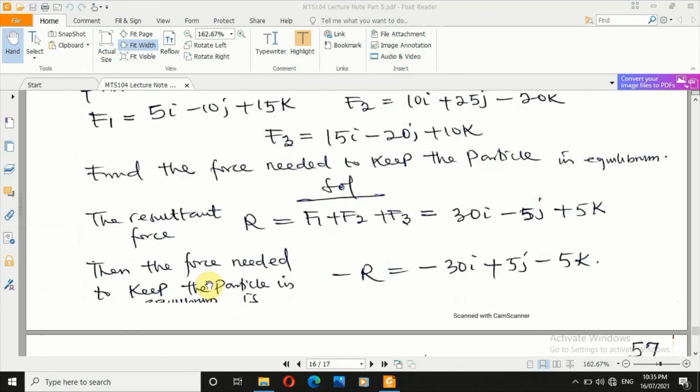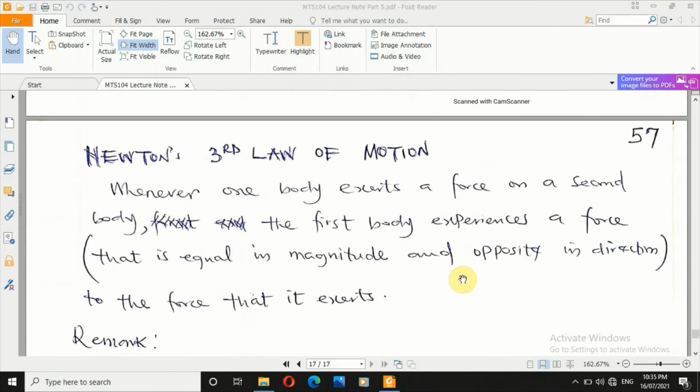So then the force needed to keep the particle in equilibrium is minus R. So in that case, we have the minus of everything here. That means action and reaction are equal and opposite. So the opposite of the force will give us this. So Newton's third law of motion: whenever one body exerts a force on a second body, the first body experiences a force that is equal in magnitude and opposite in direction.